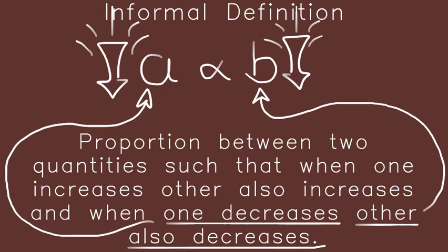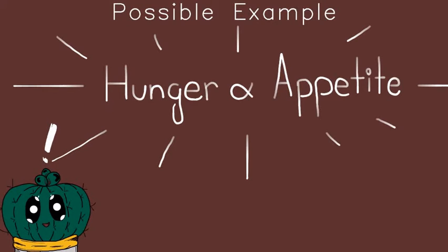So a is directly proportional to b, and a follows b. You can have the same example: hunger is directly proportional to appetite. The same example works when things are decreasing. If you don't feel hungry, you don't want to eat anything. Again, this is only for a normal person who is not ill.